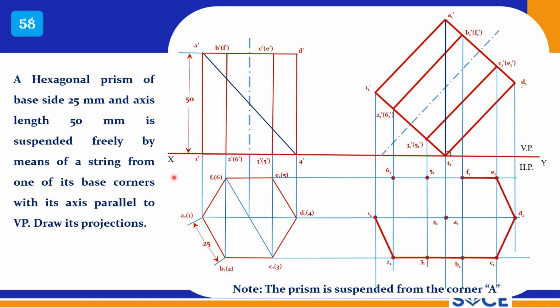Even though it is freely suspended by a string, right? The exact midpoint is the CG, so it will become a diagonal vertical, right? In the same fashion you can do this problem, right? So here ends the projections of solids.